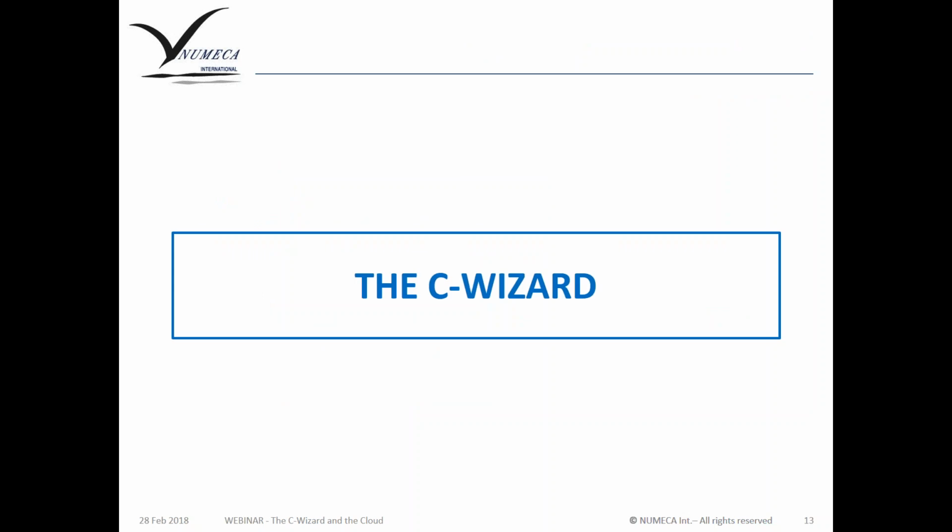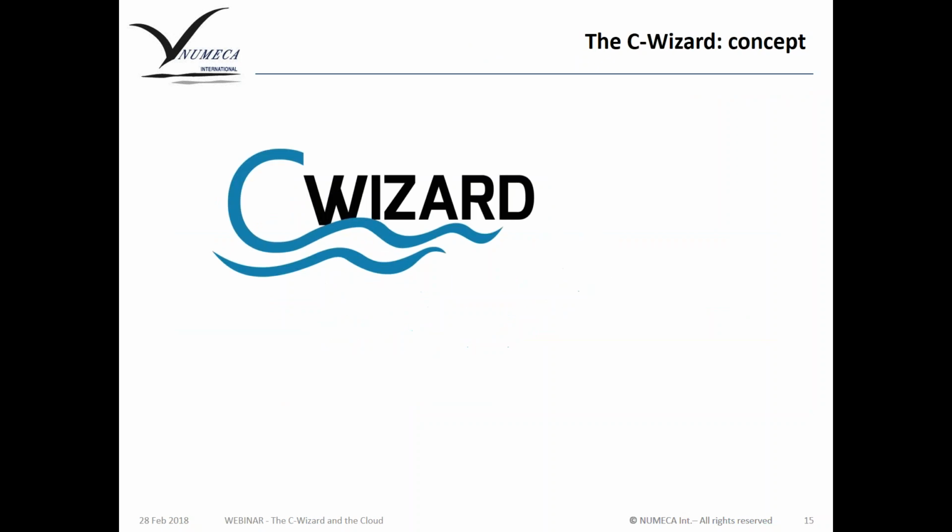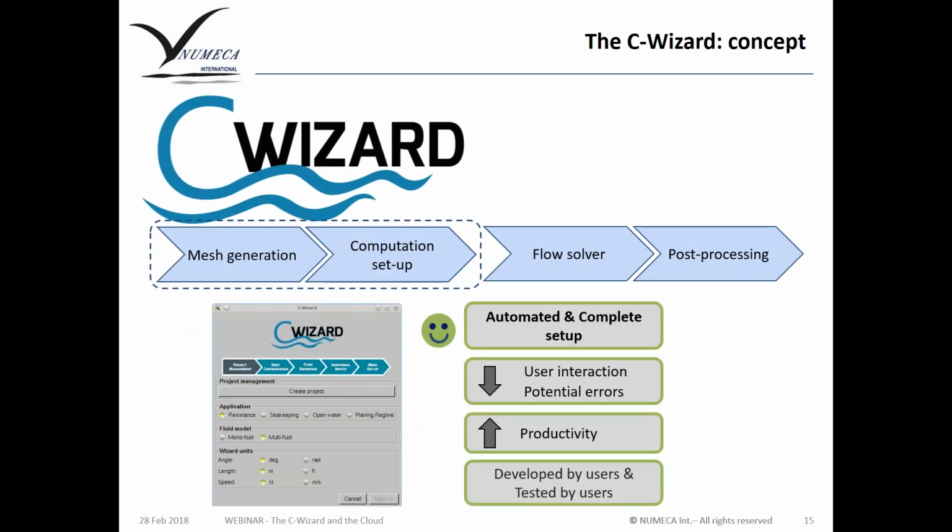So what about the C Wizard? Because the purpose of this webinar was to see how to combine them together to make the most efficient use of the FileMarine software. The C Wizard is the following. It's a complete automated setup for the mesh generation and the computation. The goal of this wizard is, of course, to avoid any potential errors from the user, and to increase productivity because everything is automated for this setup. And something also very important that I always like to highlight is that it's developed by users, tested by users, and of course made for users.